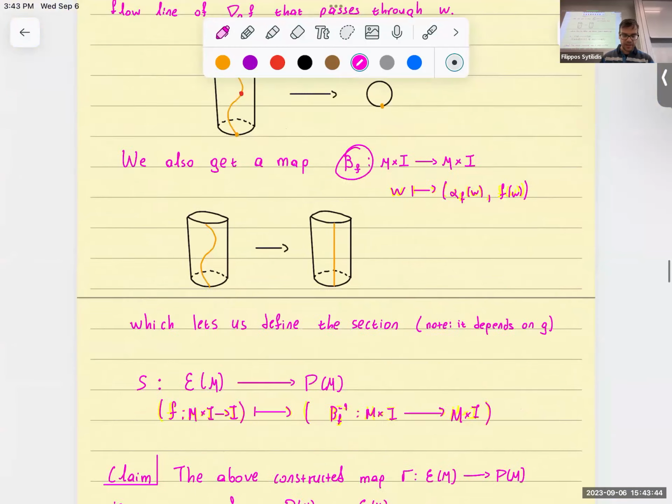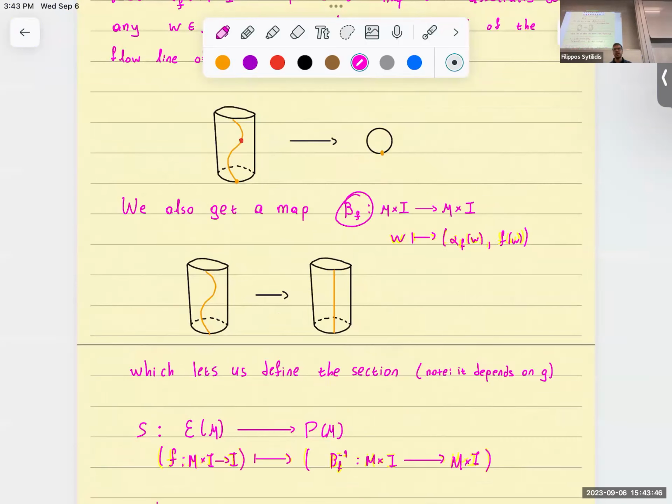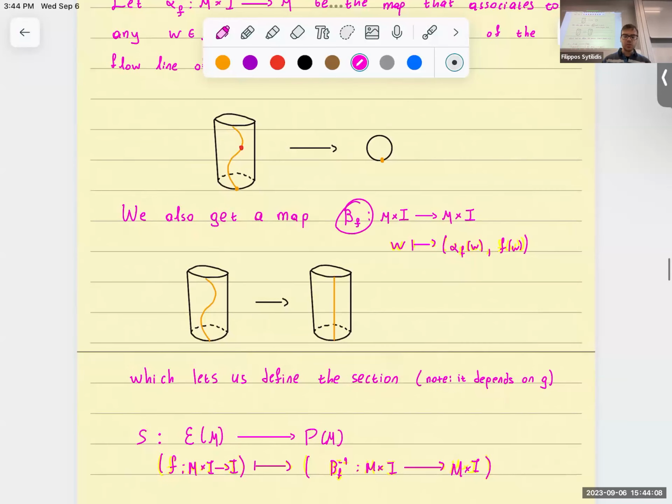Before I justify that, I want to pause and ask for questions regarding how S is defined. I'm taking a smooth real valued function with no critical points, and I have a Riemannian metric that gives me flow lines all around my manifold. I can use those flow lines and the function to construct a map from M cross I to M cross I. And that's my pseudo-isotopy.